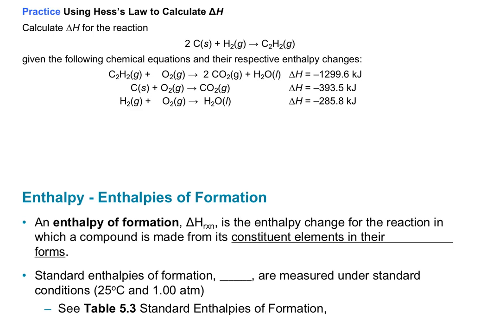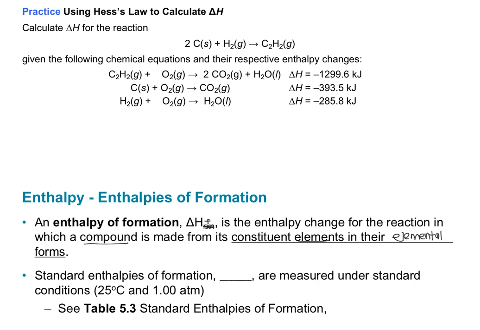Chapter 5.7 starts to talk about enthalpy of formation. Enthalpy of formation is actually not enthalpy of reaction, it's delta H sub F. It's the amount of enthalpy involved in a reaction where you make a compound from its elements in their elemental forms.